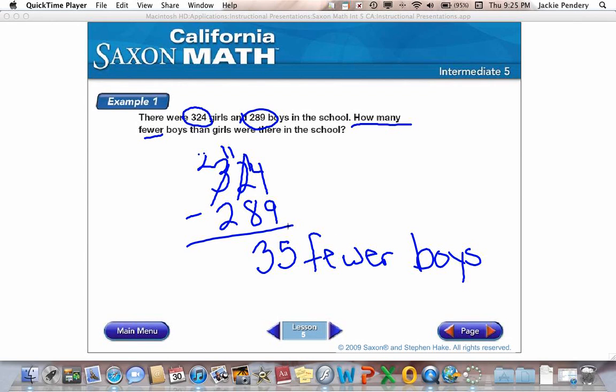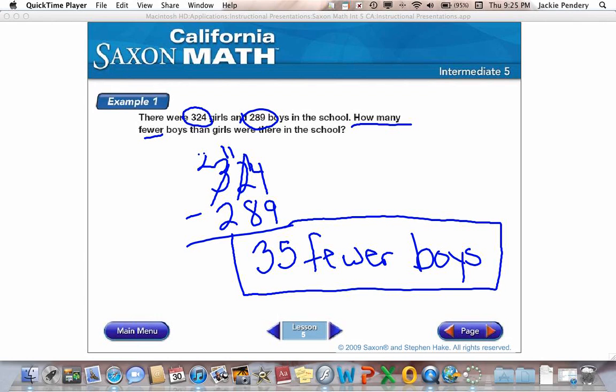Now make sure you box the entire answer. Please don't just box the number, box the units or the words that go along with your answer. Okay? Another way to think of this is to think of a line.